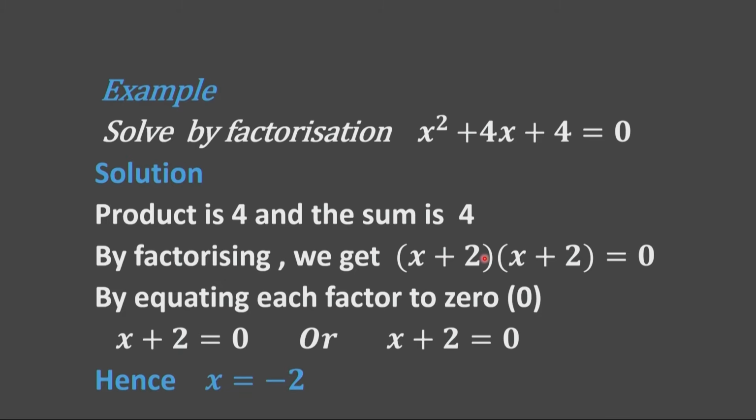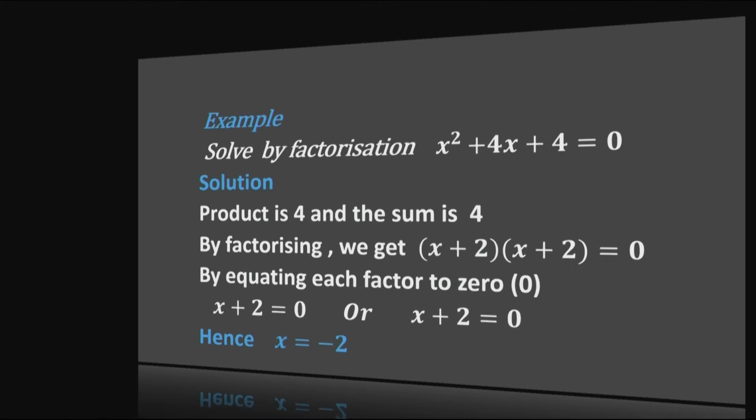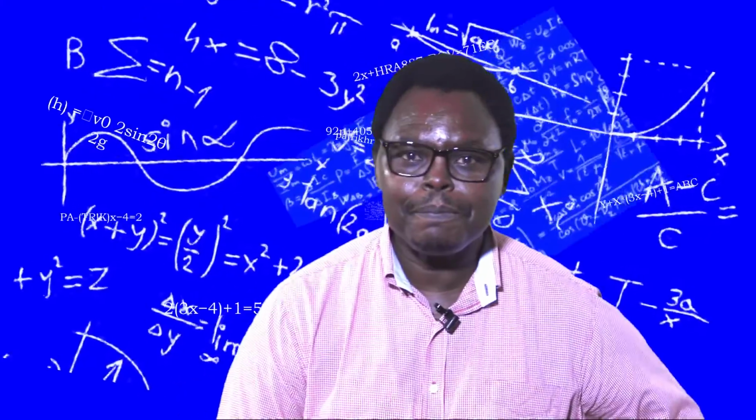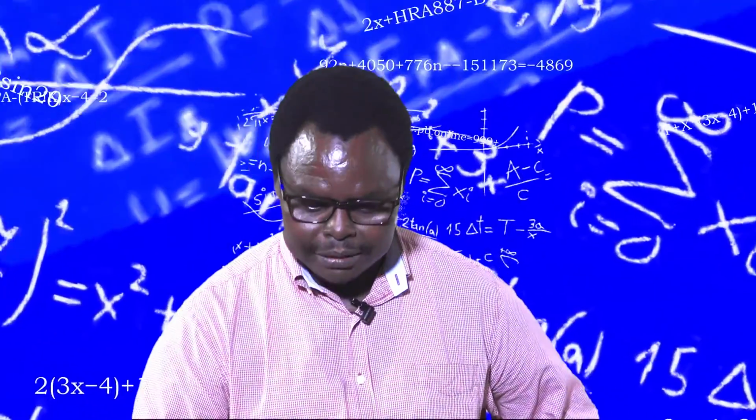And because the factors are the same, what do you get? We get the same answer, which is x is equal to -2. By solving that simple linear equation, you get the answer. This we have done. Okay? Any question, students? All right. Are you okay? I trust you enjoyed the lesson.